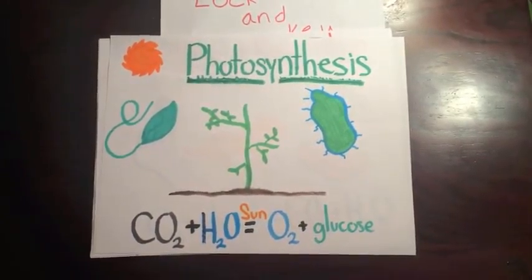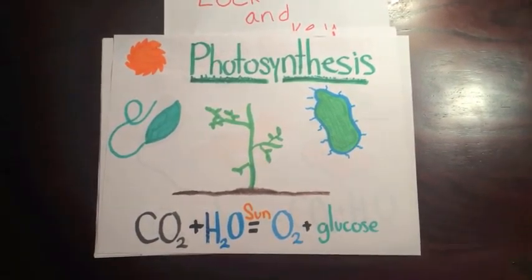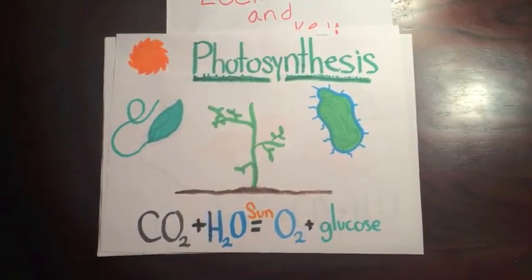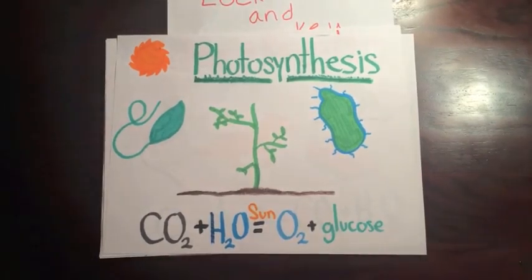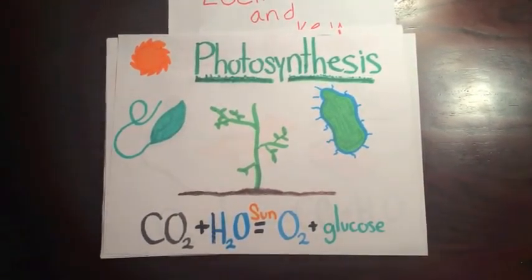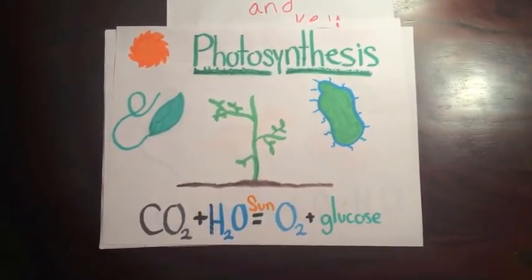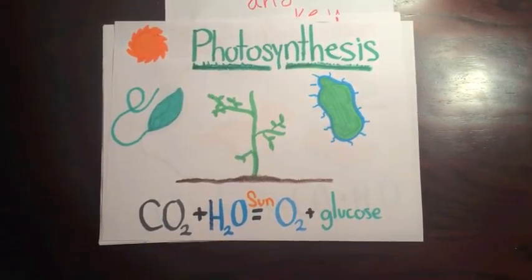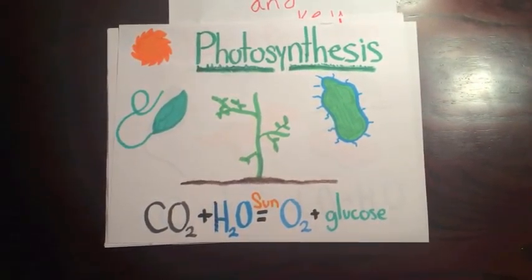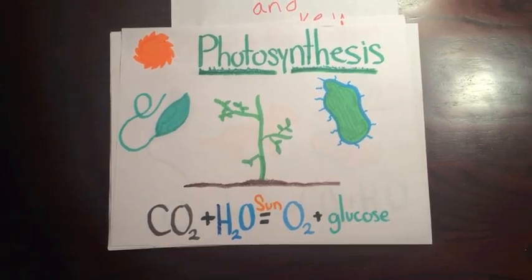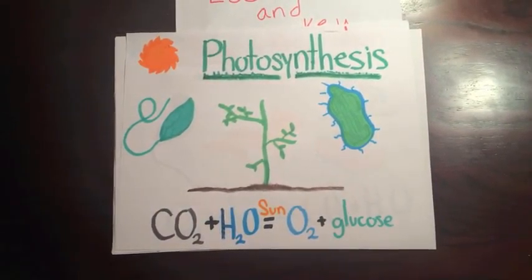Photosynthesis. The equation for photosynthesis is carbon dioxide and H2O converted into oxygen and glucose. The organisms that use photosynthesis for energy are the kingdom Plantae, certain bacteria, and certain organisms in the Protista kingdom.